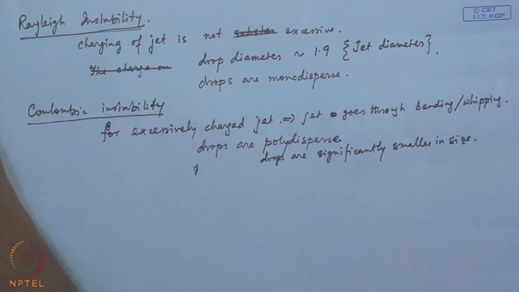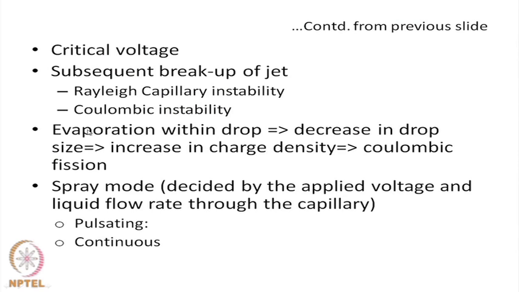See, when the jet has come out of the capillary tip, there will be evaporation within the drop, and therefore there will be a decrease in drop size. If there is evaporation, then automatically there will be evaporative loss, and the drop size decreases. But charge does not decrease, so there would be an increase in charge density, and as a result there would be more possibility of this Coulombic fission.